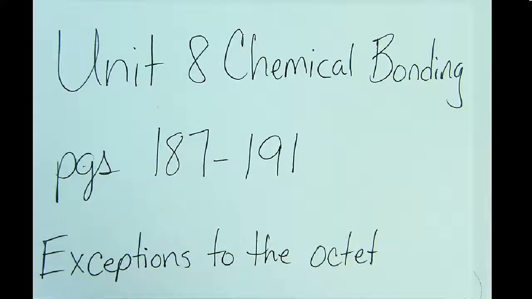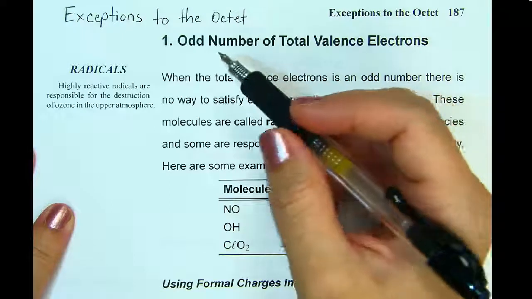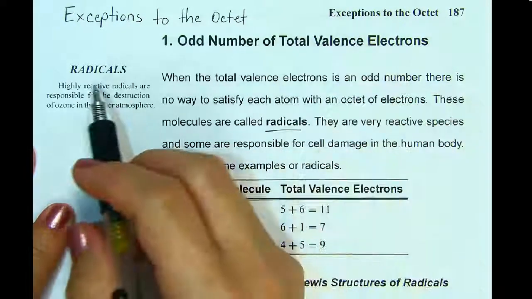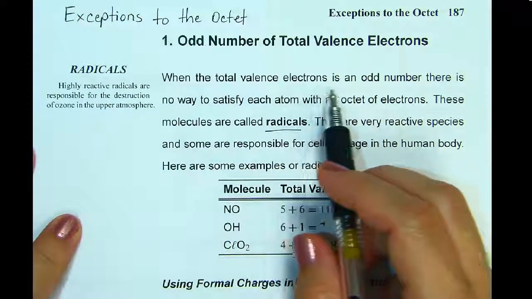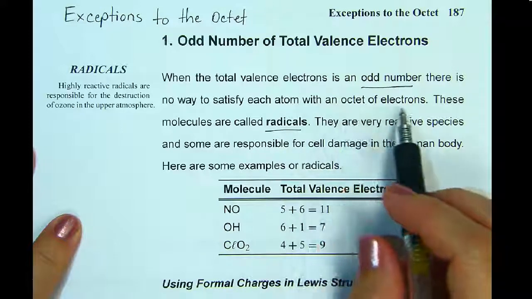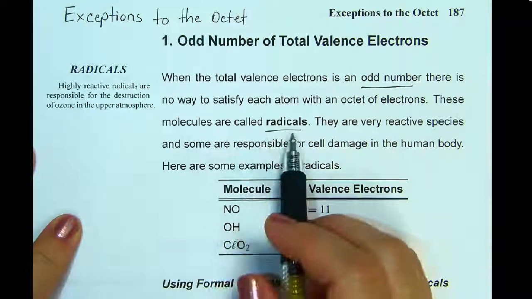Unit 8, Chemical Bonding, pages 187 to 191, exceptions to the octet. So the first type of exception is an odd number of total valence electrons, also known as radicals. When the total valence electrons is an odd number, there's no way to satisfy each atom with an octet of electrons. These molecules are called radicals.